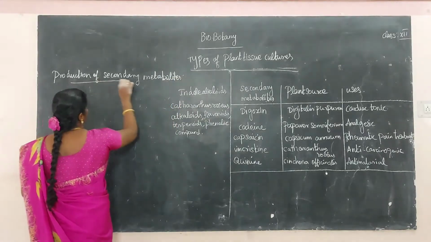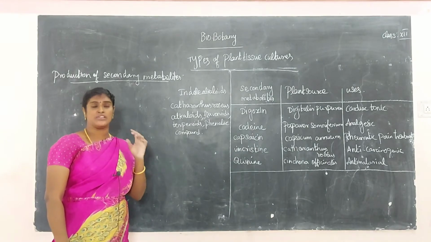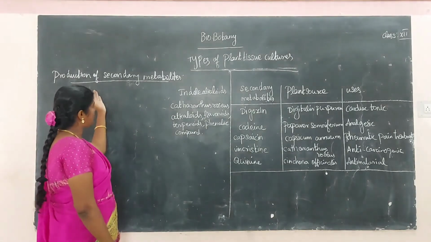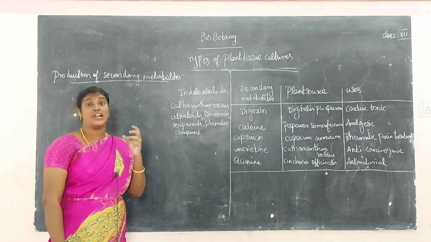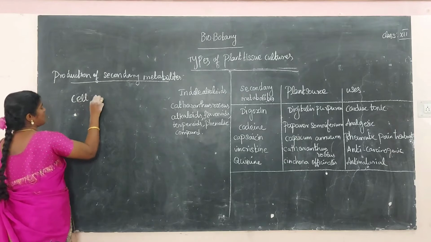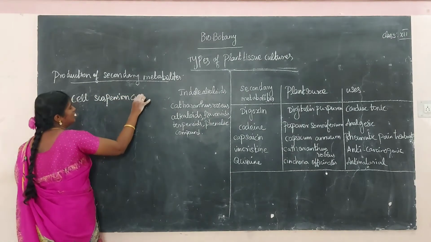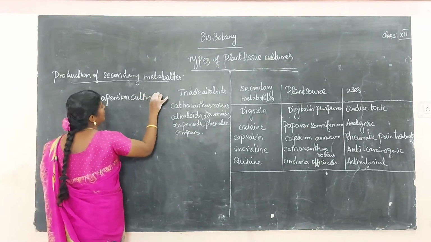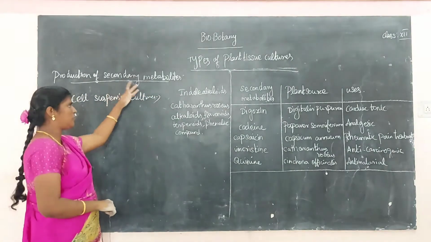Okay, so what is the main technique? The cell suspension and protoplast culture techniques can be used for the production of secondary metabolites. What is the main technique used? Cell suspension culture. Cell suspension culture can be used for the production of secondary metabolites.